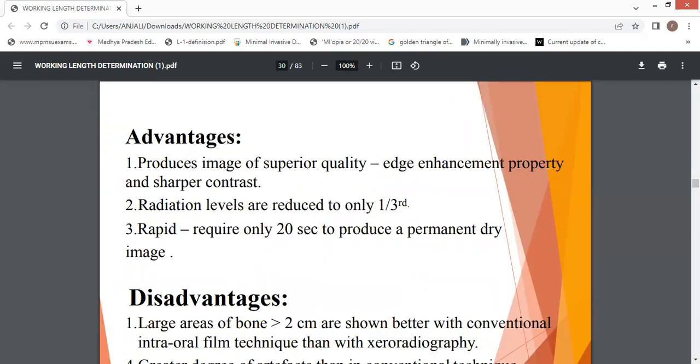Advantages of xeroradiography: produces image of superior quality, edge enhancement property and sharper contrast. Radiation levels are reduced to only one third. Rapid, requires only 20 seconds to produce a permanent dry image.